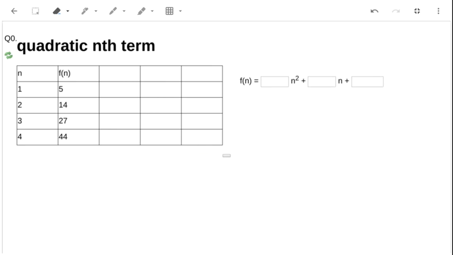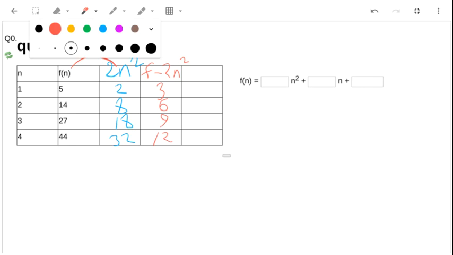I'm just going to clear the page and I'm going to go with 2n squared. And I'm going to put it straight in here, 2n squared. That gives me 2, 8, 18, and 32. Now I'm going to do the difference between these two columns. So it's going to be f minus 2n squared. 5 minus 2 is 3, 14 minus 8 is 6. 27 minus 18 is 9, and 44 minus 32 is 12.